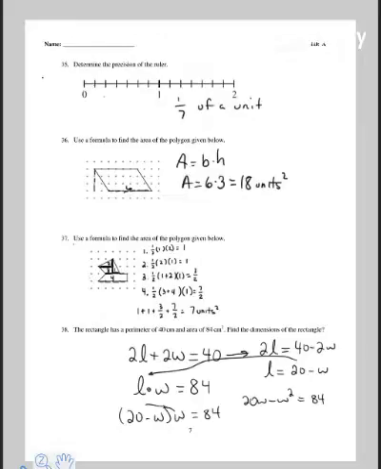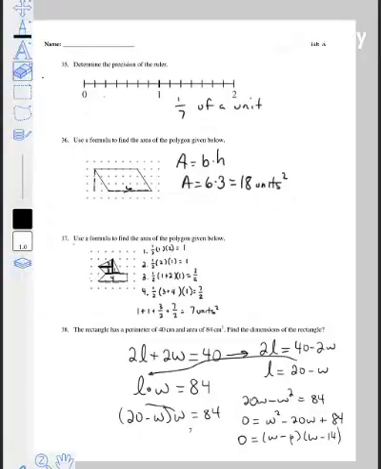equals 84. If you move all the terms to the right side so you can have one side equal to 0, that's the way you solve a quadratic equation that you learned back in 1050, is to get one side equal to 0. So 0 equals W squared minus 20W plus 84. So W minus 6, W minus 14, let me fix that 6.